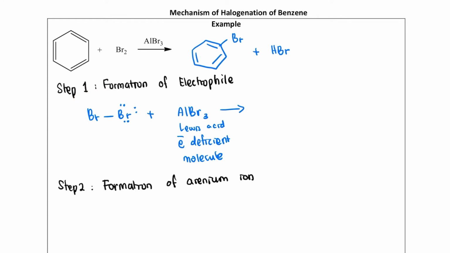So sebab macam mana dia boleh polarizekan Br2 ni, caranya adalah dia kan AlBr3 ni sendiri adalah electron deficient molecule. Macam mana kita tahu? Because you can see that Al bonded to 3 Br. If we count the number of electron in the bond, okay, 2, 4, 6 electron sahaja. So usually octet kan? Okay, so aluminium tak octet.